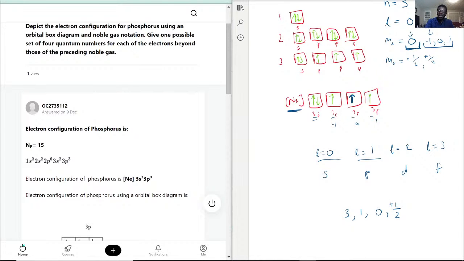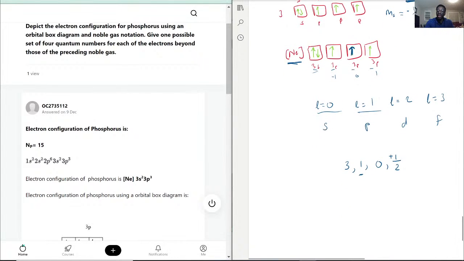With that being said, anything in your P shell, anything that has the 1, would have a +1/2 because that's the only one available. If you're dealing with something in your S shell, it would still be 3, but now this would be 0, and then this would also be 0. There's only one of them, and then you could choose either a +1/2 or a -1/2. A -1/2 in this case will be referring to this one right here. So these are two possible very real combinations for the electron in phosphorus.